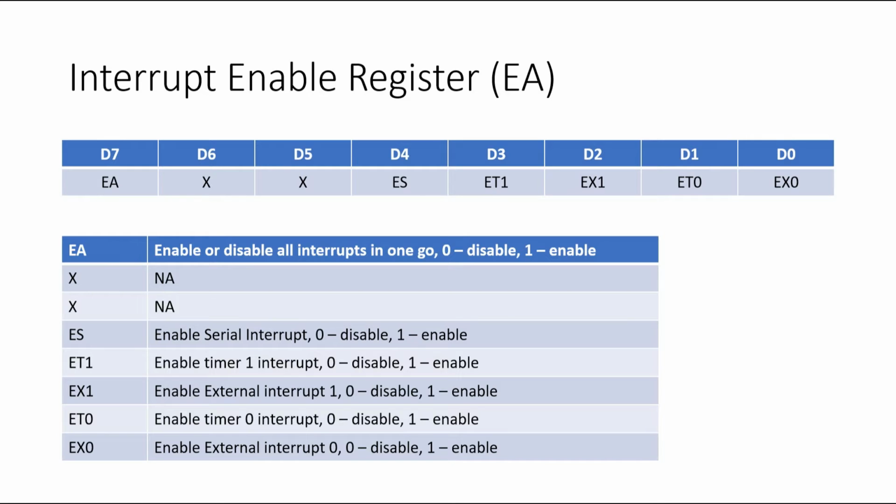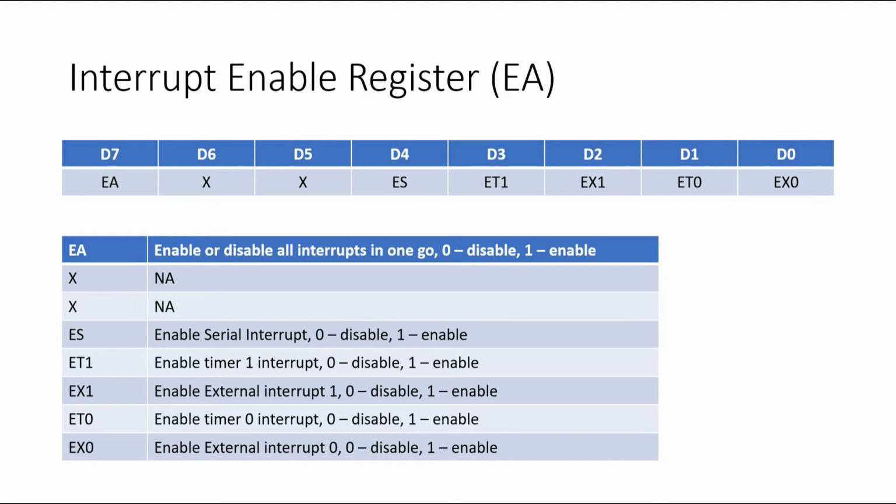Why is it done? Because in many cases, you want to disable all the interrupts in one go, one instruction. That can happen if you make the EA bit 0. If you make EA bit 1, it means you have enabled the global gate. Now, you can go on and enable individual interrupts as per your choice. They will function. Let's continue further. D6, D5 are redundant.